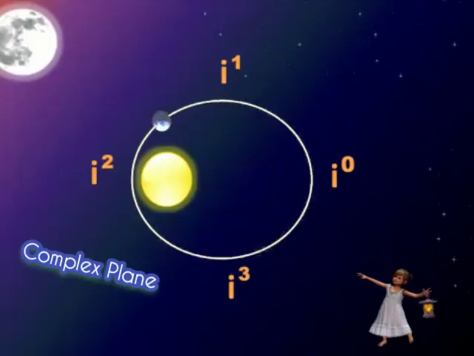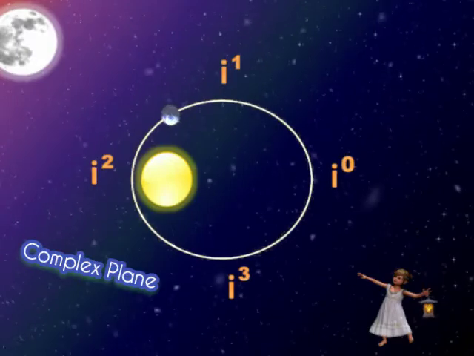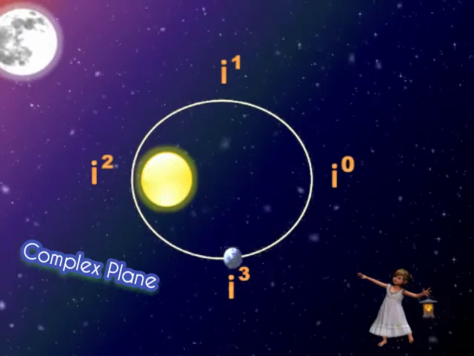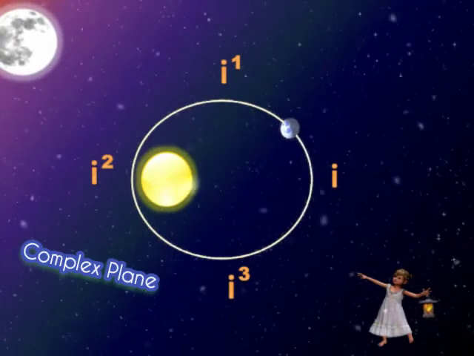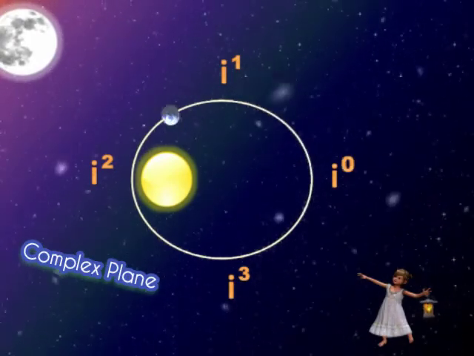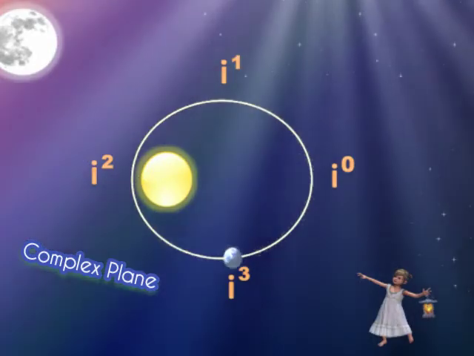In the previous videos of this channel, you saw how i raised to 0 equals 1 means no rotation. This is the starting point. How i raised to 1 equals i is nothing but a rotation by 90 degrees in the anti-clockwise direction in a vertical plane. How i raised to 2 equals minus 1 means a 180 degree rotation.